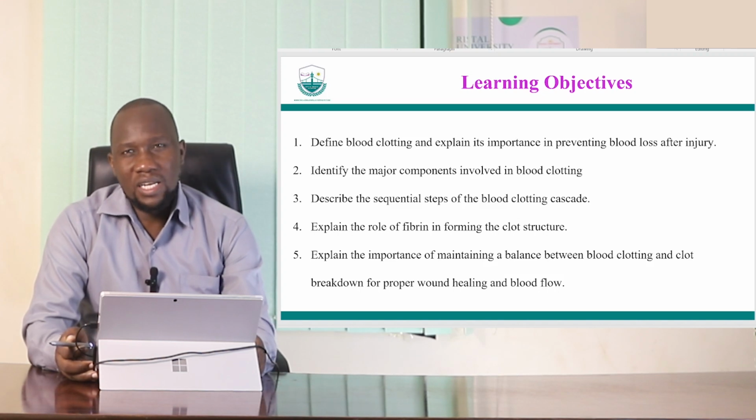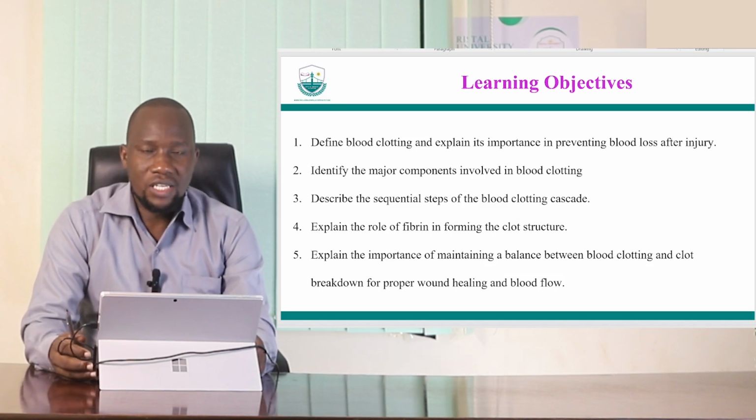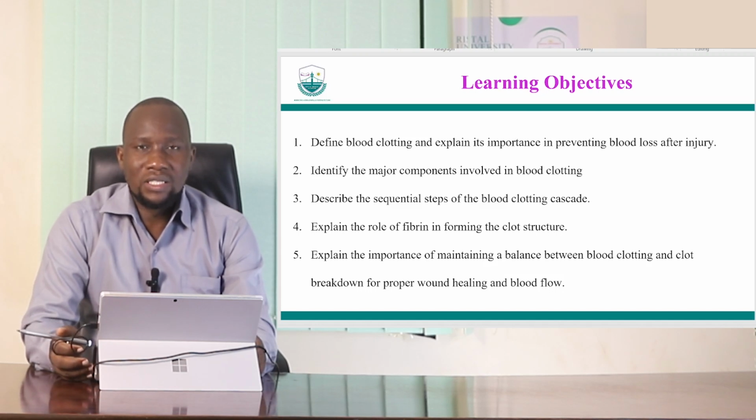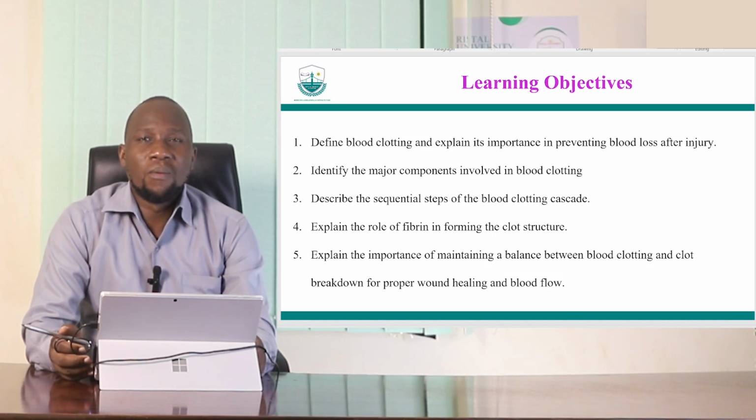What is the sequence of events? What steps are involved in this process? And then we look at important molecules and cells in the blood clotting process, and we see what their roles are. And then we'll also look at what happens if the process of blood clotting is not well regulated.